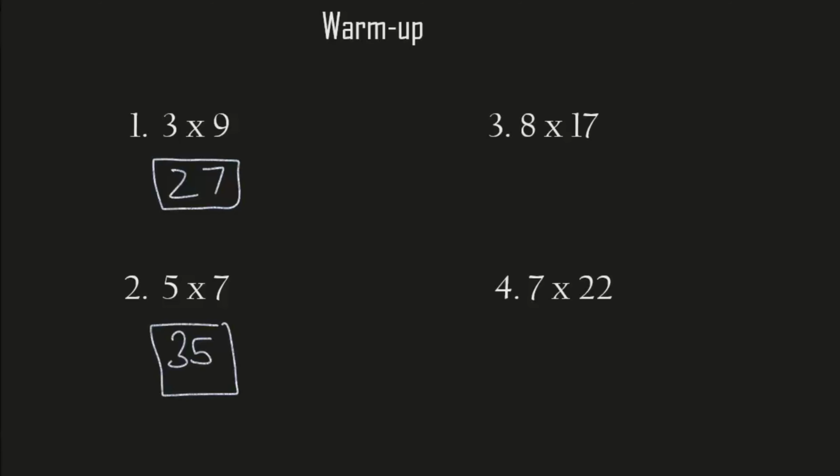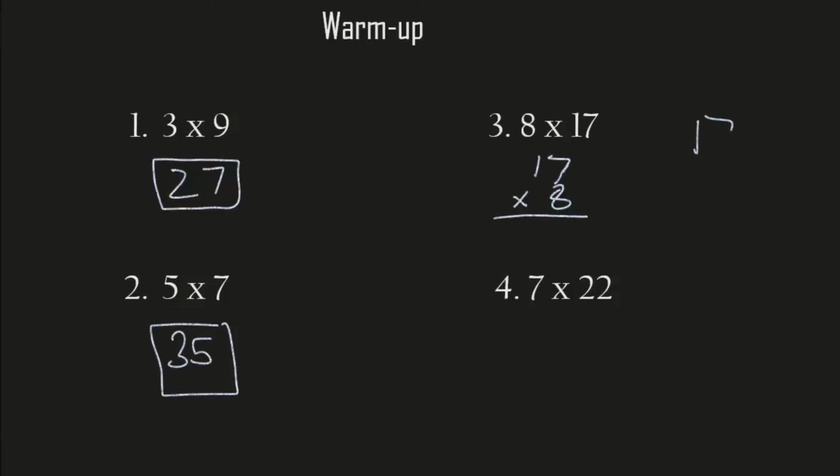Now let's try the double digit question. So first let's set it up this time. So 17, put a multiplication sign here, and then 8. So what we're going to do is 8 times 7. So 8 times 7 would be 56.